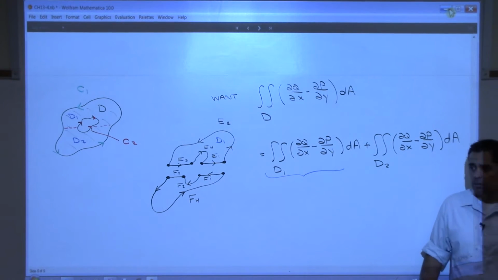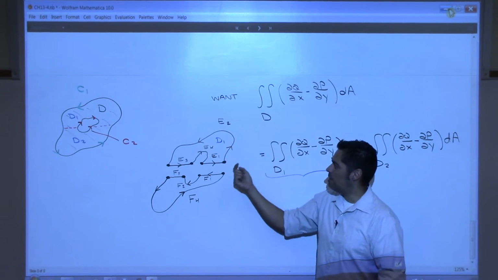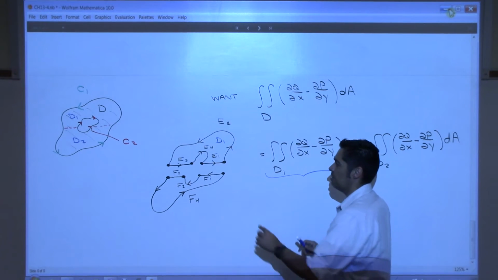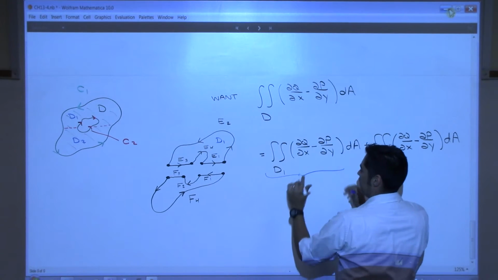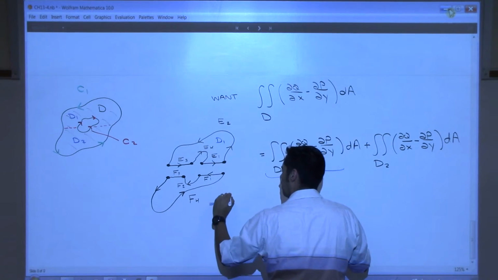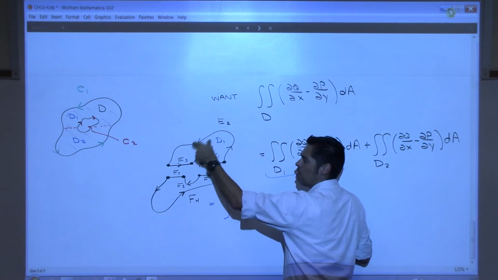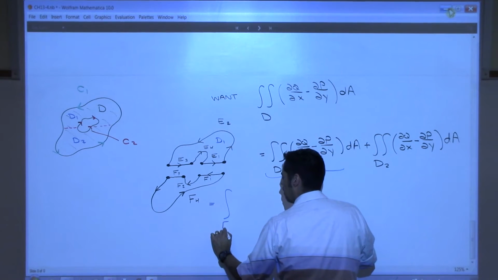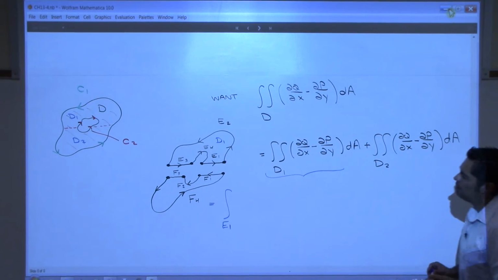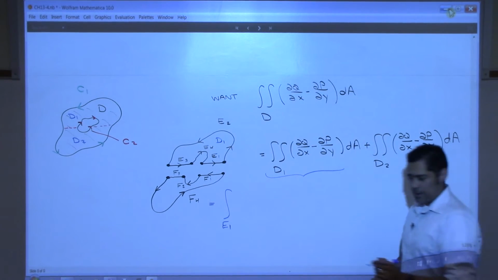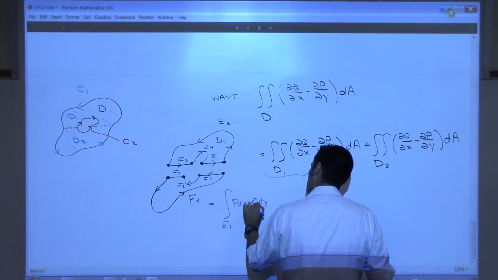Green's theorem: the line integral along the curve that encloses D, as long as that curve is in the positive orientation. So notice that this is positively oriented, right? So just this should be equal to the line integral over this whole path. But since I broke it up into smaller paths, do you agree I could say the line integral over E1 of, what is the formula? P dx plus Q dy. All right?